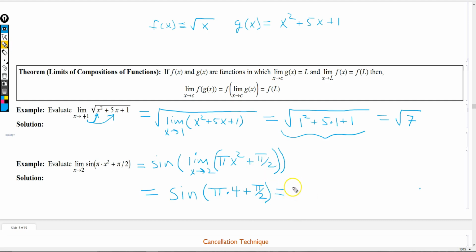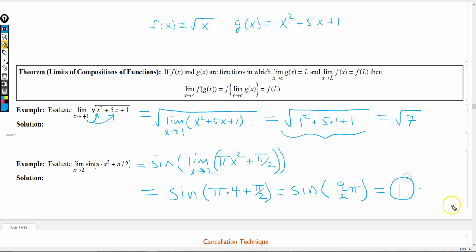And that is the sine of, let's see, 4 pi plus pi over 2, that's going to be 9/2 pi. And you can either evaluate this on your calculator or realize that the sine is periodic of period 2 pi. So this is going to be the same as the sine of pi over 2, which is just 1.